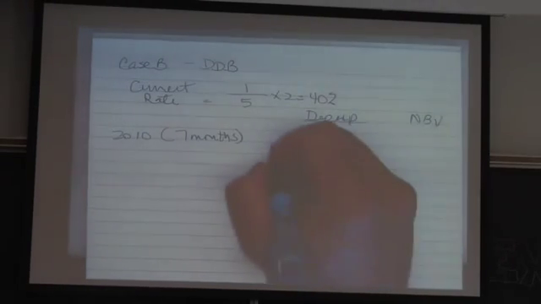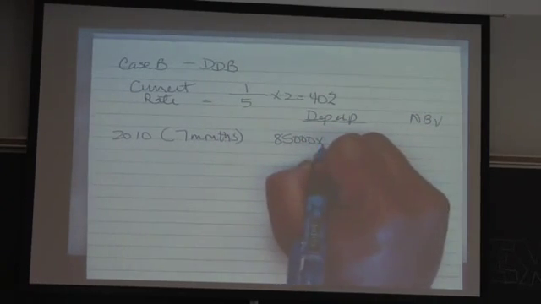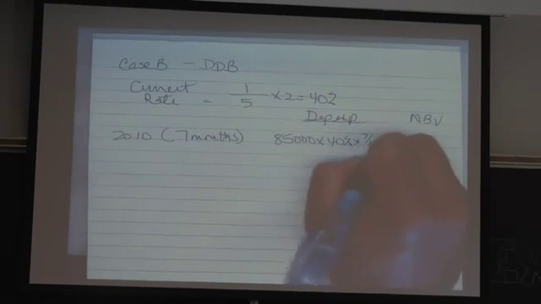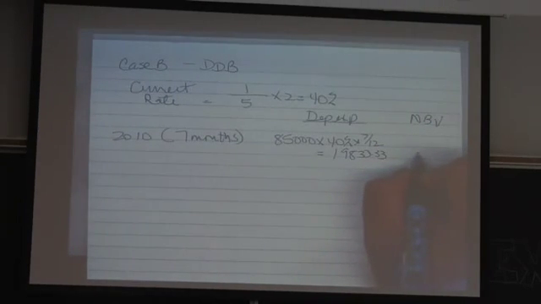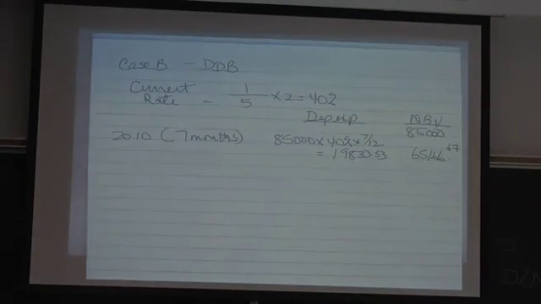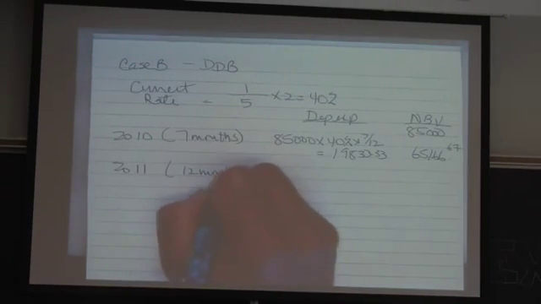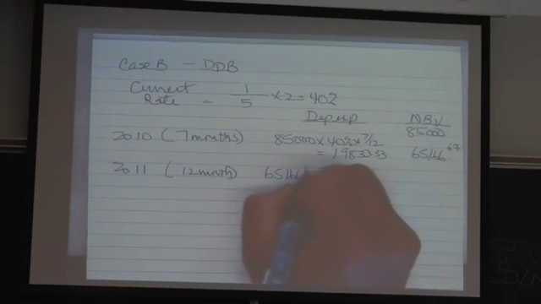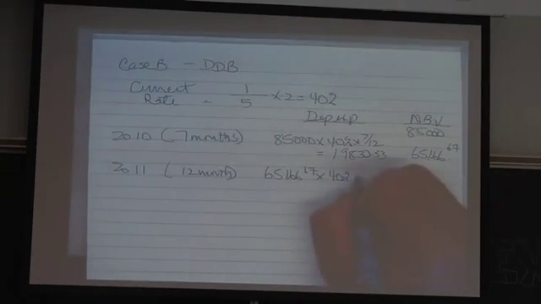This one is 85,000 times 40% times 7 over 12. Net book value is going to be 65,166. So this was 85. And for 2011, 12 months, 65,166.67 times 40%. 26.